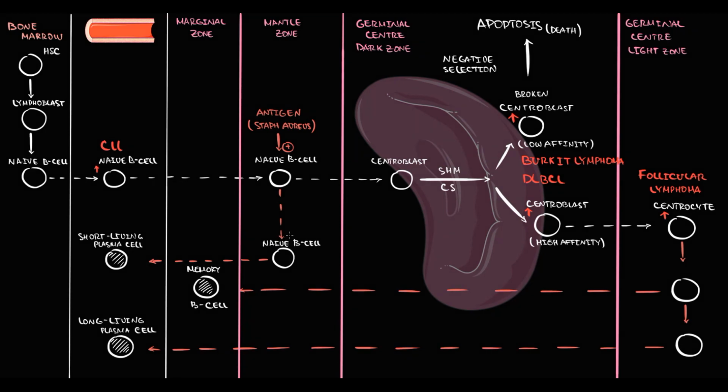Some mutations cause increasing amount of naive B cells, and because naive B cells live in the mantle zone, this causes hyperextension of the mantle zone, and this condition we call mantle cell lymphoma. Some mutations cause increasing amount of memory B cells, and because memory B cells live in the marginal zone, this causes hyperextension of the marginal zone, and this condition we call marginal zone lymphoma.